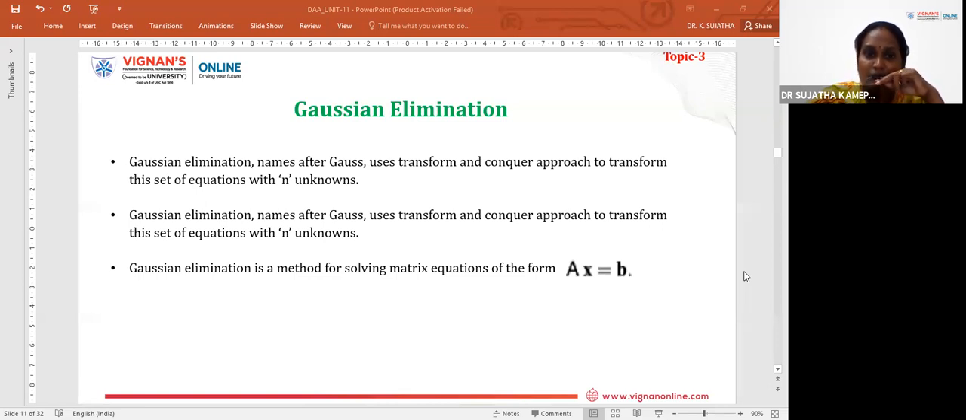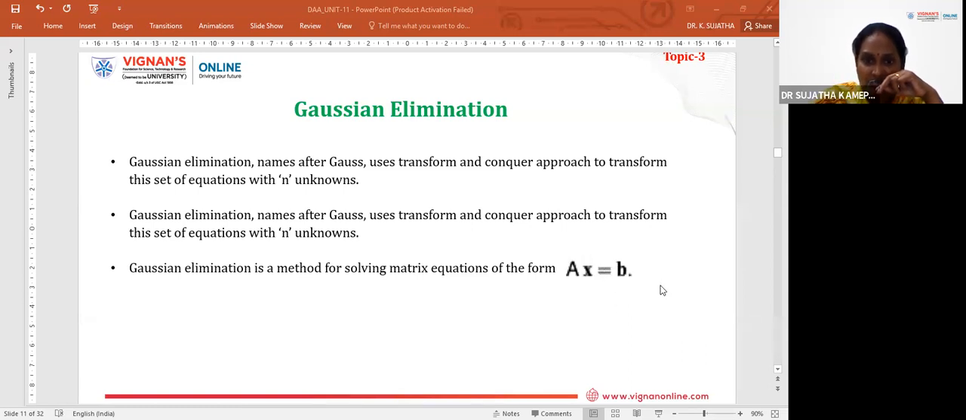So here a pivot column is used to reduce the rows before it. Then after the transformation, back substitution is applied. Right. So let us say Gaussian elimination is a method for solving matrix equations of the form Ax equals B. Now here A is a matrix, B is a matrix, and X is the variable.